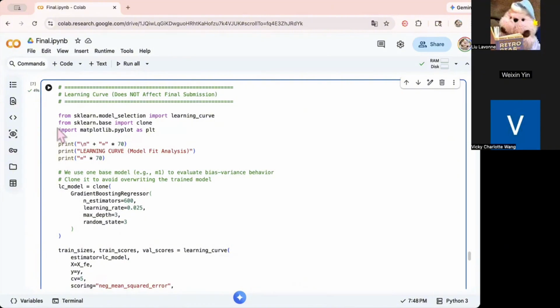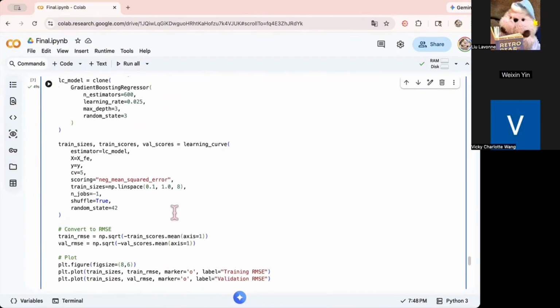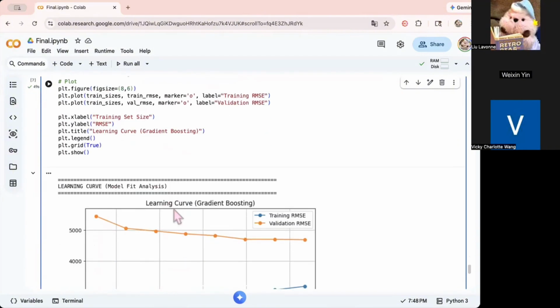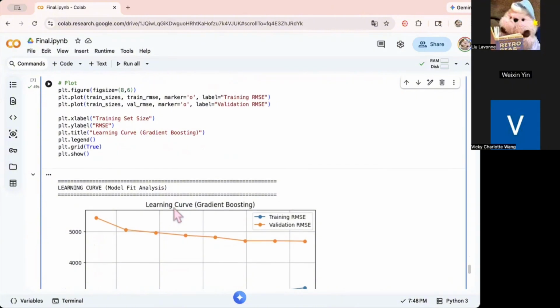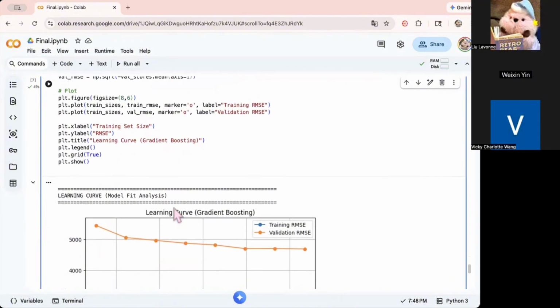Overall, model fit was assessed through quantitative comparison, learning curve diagnostics, and bias variance reasoning. Improvements were validated empirically rather than assumed, and ensemble design decisions were justified through measurable performance gains. This systematic approach ensured that model improvements genuinely enhanced generalization rather than merely increasing complexity.